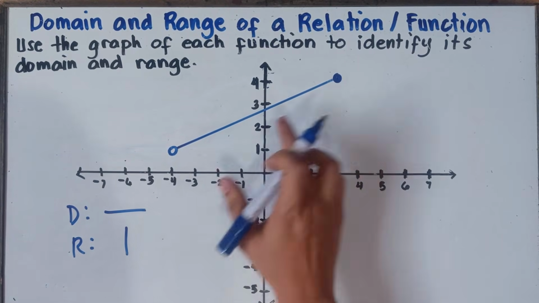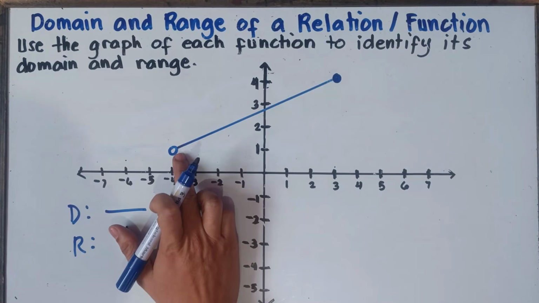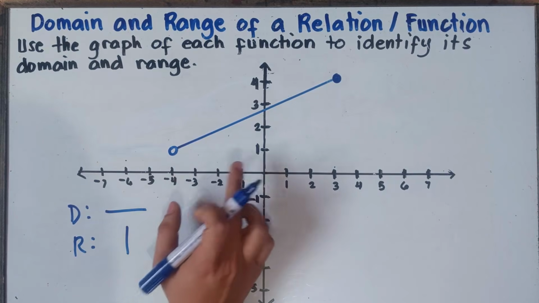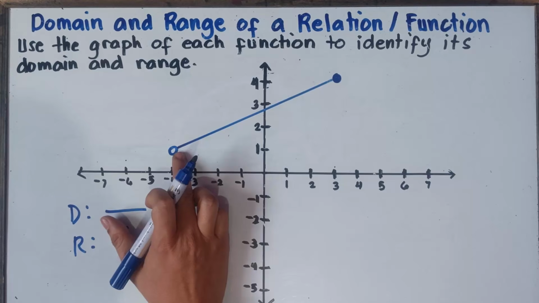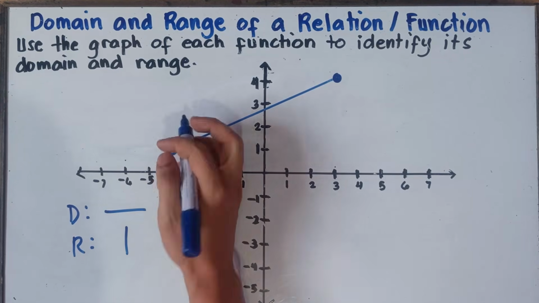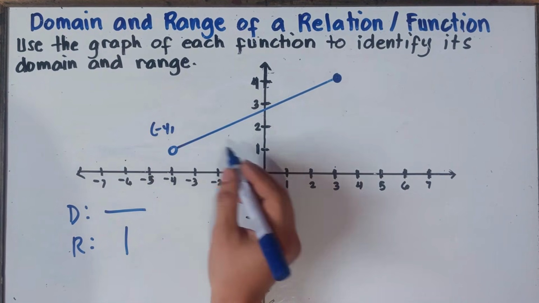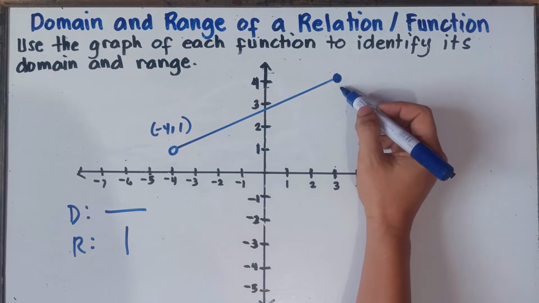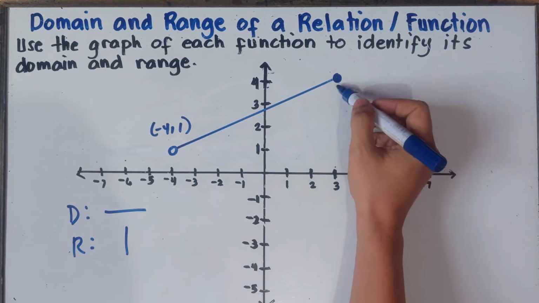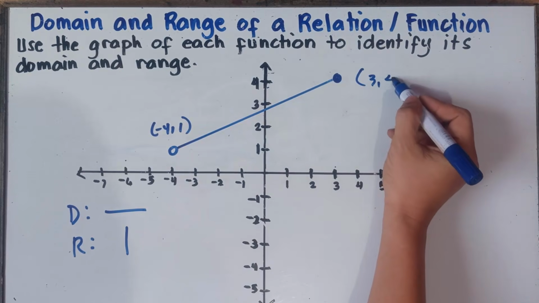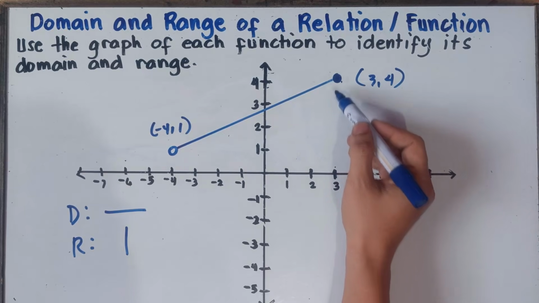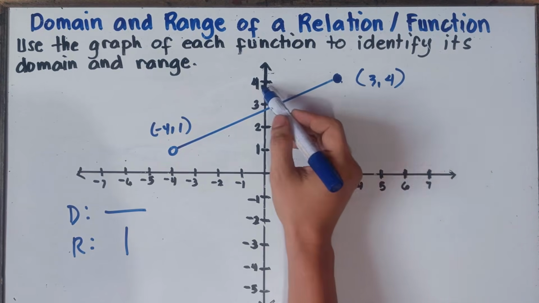In this given graph, class, the open circle has coordinates from -4 up to +1. The ordered pair is -4 for x and +1 for y. And this one right here, the closed circle, has x equal to +3 and y equal to +4. So the ordered pair is +3 for x and +4 for y.